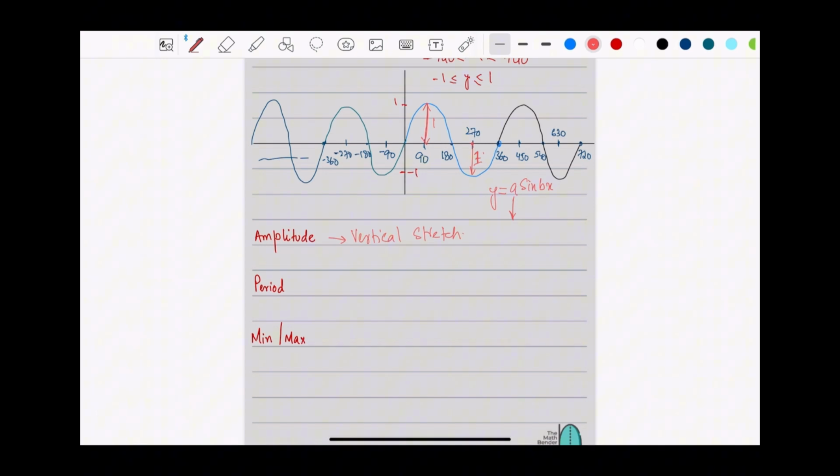Now period is the number of degrees where one wave is completed. So in this situation, as you could see, one wave started off from this 0 and it ended at 360. After that, there is a repetition behavior. You can take it from anywhere. So this is the period. By default, a sine wave has a period of 360 degrees, or radian angles taken for one wave to complete.